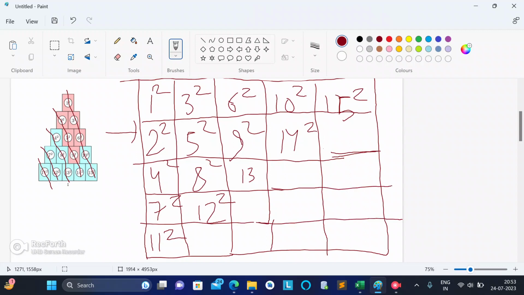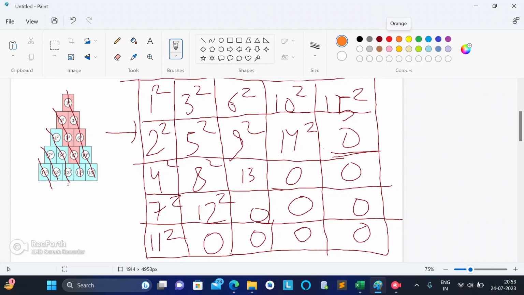Let me make it in the form of a grid structure, and we will fill the remaining cells with zeros. Let's see first 1 squared. We can see that 1 squared is in direct contact with 2 squared and 3 squared in the downwards direction. In the pyramid, 9 squared is in direct contact with 5 squared and 6 squared, which are upwards, and in the downwards direction it is in contact with 13 squared and 14 squared.